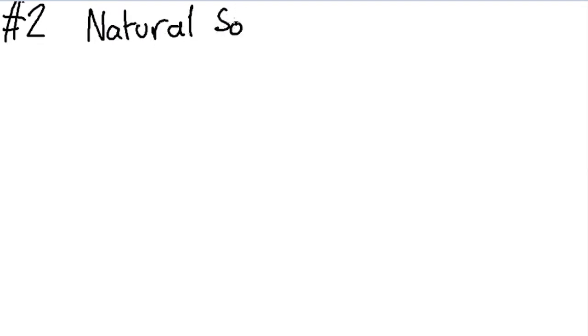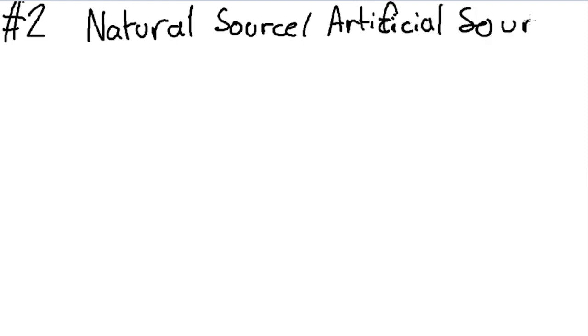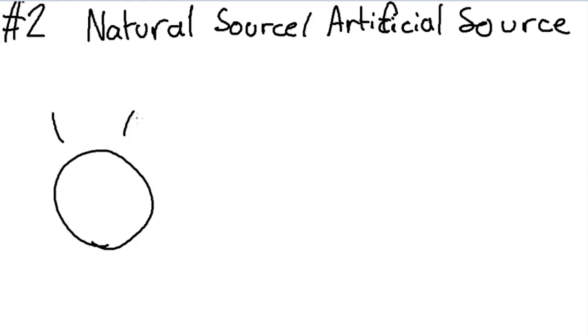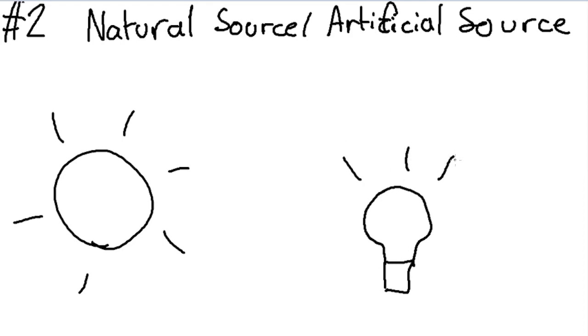So, second property is light comes from two different sources, either natural source or an artificial source. So an example of natural source, we have the sun, right? And an example of artificial source, we have a light bulb. Yeah, this is just self-explanatory.